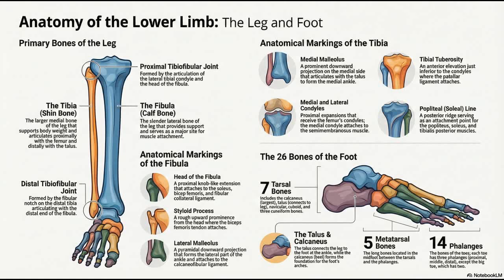Right. Distally, both bones meet the talus. That is the ankle joint proper, the talocrural joint. You have the tibia sitting on top, the medial malleolus cupping the inside, and the fibula's lateral malleolus cupping the outside. It grabs the talus like a wrench gripping a nut.